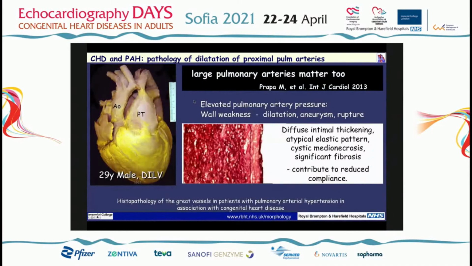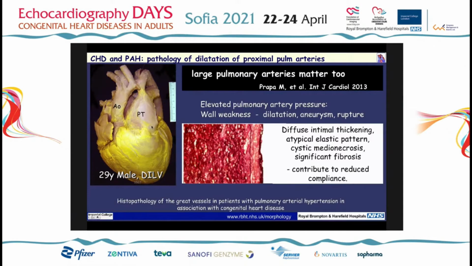So I think the focus has been on the small pulmonary arteries, plexiform lesions and so on and so forth, but the larger pulmonary arteries tend to be ignored. And here we did a little study of a limited series of specimens looking at the architecture of the pulmonary arterial wall. And we found that they exist, and they are variously characterized as diffuse internal thickening, atypical elastic pattern, as you see here, the dark areas here, lots of significant fibrosis, the coloration in red, and cystic medial necrosis, these empty spaces that can contribute to wall weakness, dilatation, aneurysm, and in very, very serious cases, even rupture.